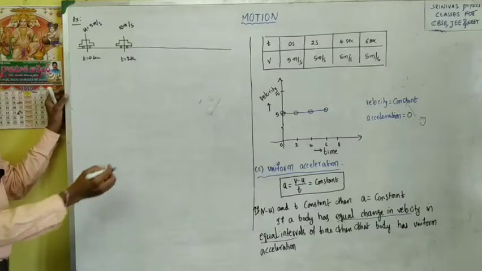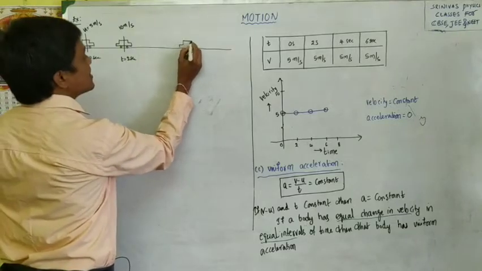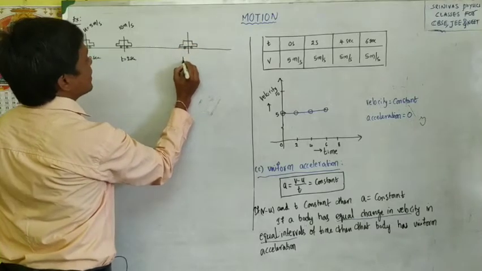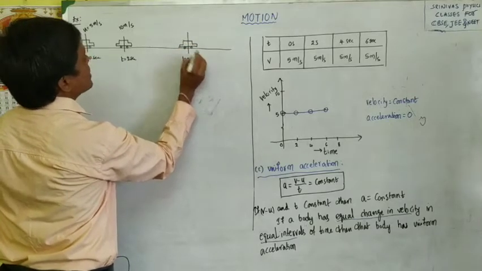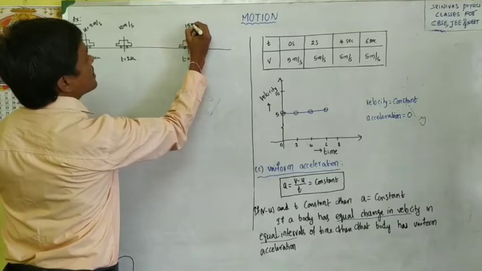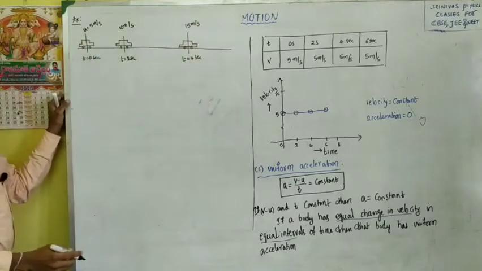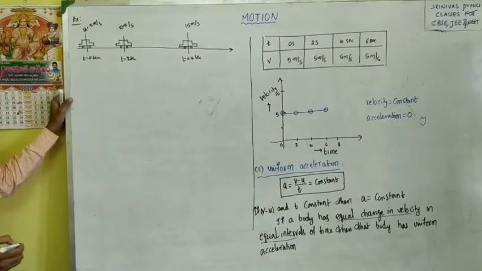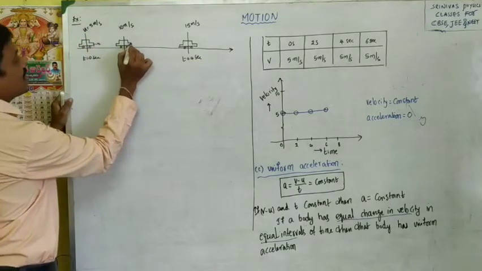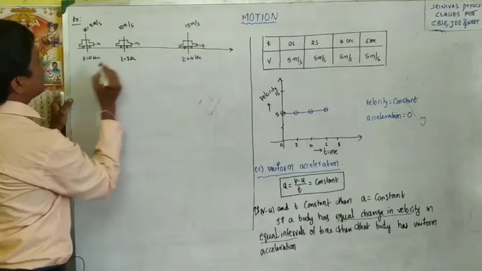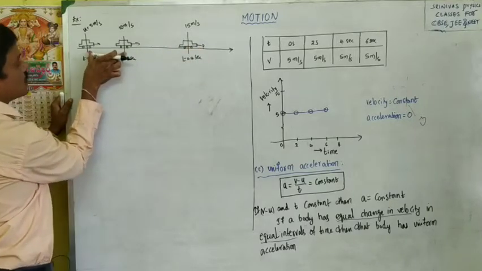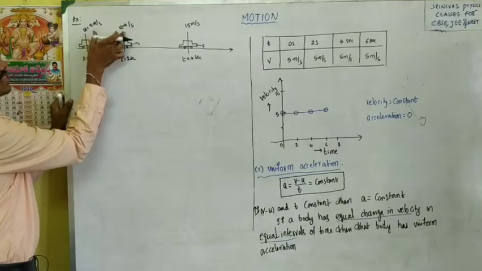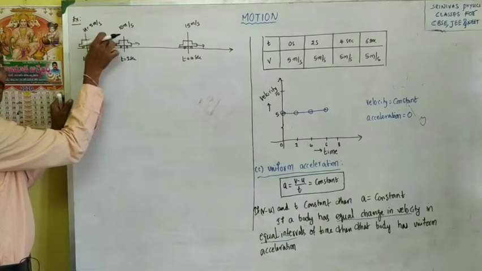Okay. Next, after 4 seconds, its velocity is 15 meter per second. Like this, the object is moving. Now the car is moving to the right side. What is happening here? What is the time interval between these two? Time gap 0 to 2 seconds. In that, what is the change in velocity? 10 minus 5 meter per second.